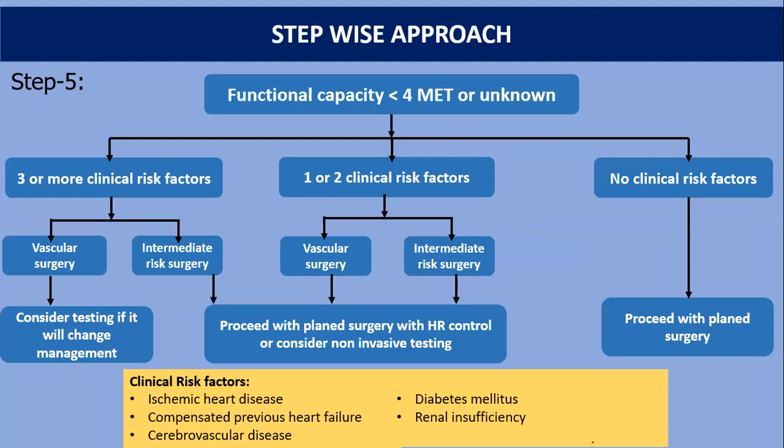If the patient has one or two clinical risk factors and will undergo intermediate or high risk surgery, then you can proceed with the planned surgery with heart rate control, keeping in mind the perioperative adverse outcomes so that you can tackle the situation. But if the patient has three or more clinical risk factors and is going to undergo vascular surgery, high risk surgery, or intermediate surgery, then consider testing, because it may change the management.